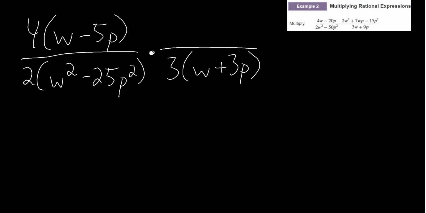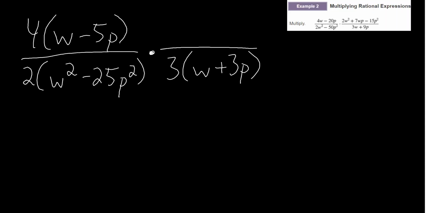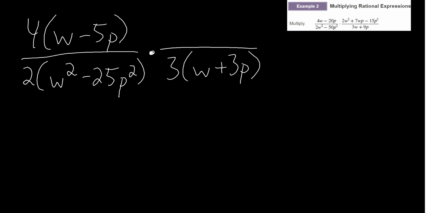Okay, so I'm going to have to factor the numerator of the right side here. Yeah, I'm just going to have to do that. All right, so here we go. 2w squared plus wp minus 15p squared.